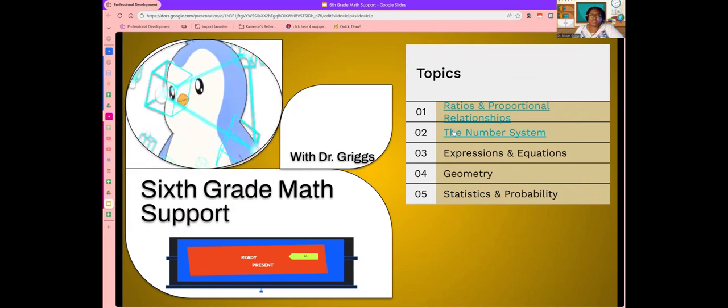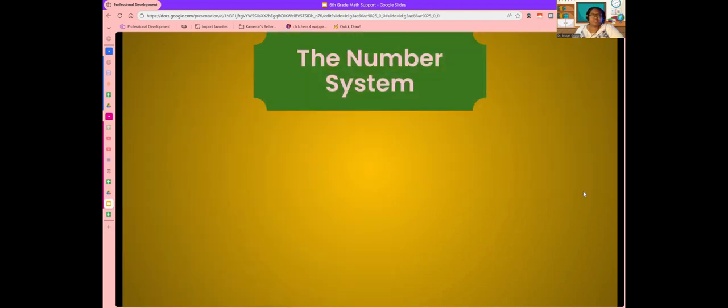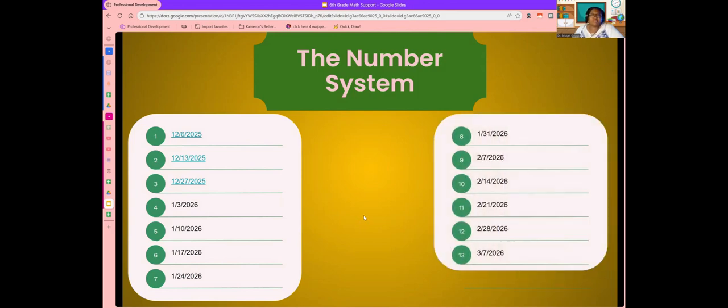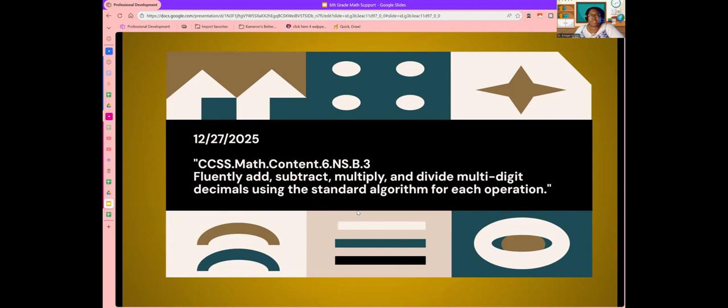We are now under the topic of the number system. Within this particular topic, we have 13 objectives. We are working on the one from 1227. This objective is fluently add, subtract, multiply, and divide multi-digit decimals using the standard algorithm for each operation. So we're going to practice using each of these operations. Let's check this out.